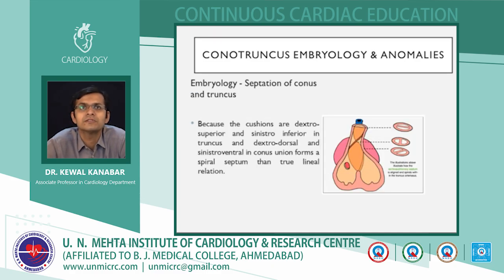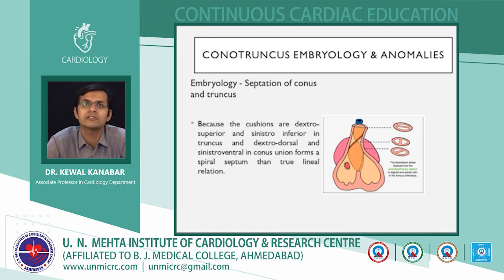Now in the septation of the conotruncal septum, we need to understand that in the truncus the cushions are dextro-superior and left inferior, so they are right superior and left inferior, whereas in the conus these cushions are dextro-dorsal, that is right posterior, and sinistro-ventral or left anterior. That is why the conotruncal septum which develops in the truncus arteriosus is always a spiral septum. We will see it in one of the upcoming slides. Some people also call this conotruncal septum the spiral septum.